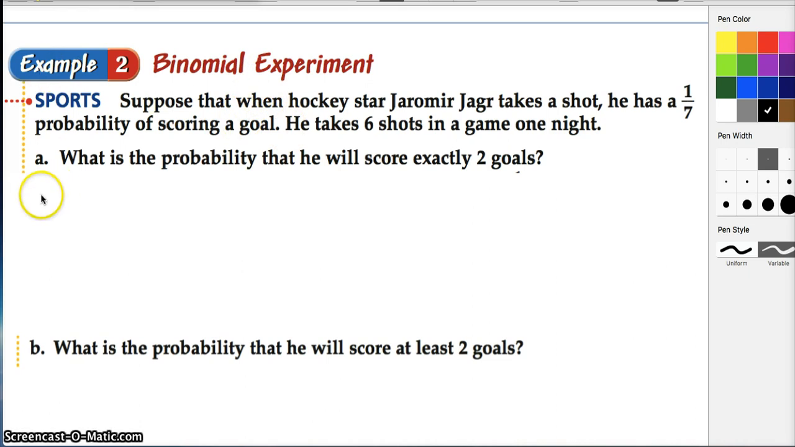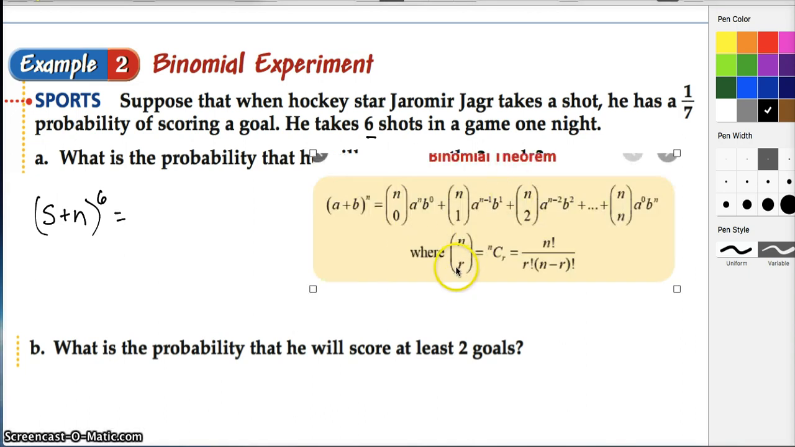So let's think about what this means. He can either score or not score. And so we will write S to stand for score and N for not score. We know he's going to take 6 shots. So that's 6 different situations. And I'm going to expand that. Or I could even just pull up the binomial expansion theorem and go to the specific term that I'm concerned about. And I think we'll do that because we already did expanding in the other examples.